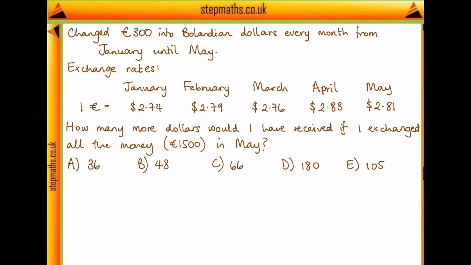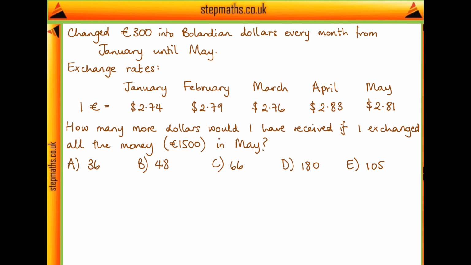Okay, so what are the ways we could do this question? One way, maybe the most obvious way, would be to work out how many dollars I would have gotten each month, then work out how many dollars I would have gotten if I exchanged €1,500 in May, and then work out the difference between those. But that sounds kind of high effort, so instead, let's just look at the differences.